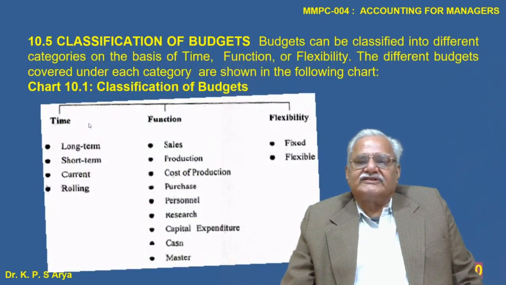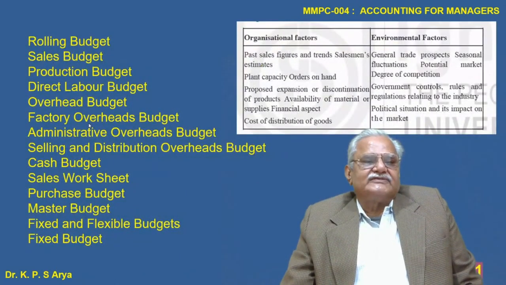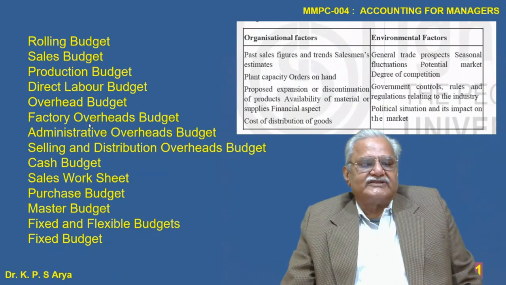Classification of budgets: budgets can be classified into different categories on the basis of time, function, and flexibility. The different budgets covered under each category are shown in this chart. Time: long term, short term, current and rolling. Functions: sales, production, cost of production, purchase, personnel, research, capital expenditure, cash and master. Flexibility: fixed and flexible. The rolling budget, sales budget, production budget, direct labor budget, overhead budget, factory overhead budget, administrative overhead budget, selling and distribution overhead budgets, cash budget, sales worksheet, purchase budget, master budget, fixed and flexible budget, and fixed budget.